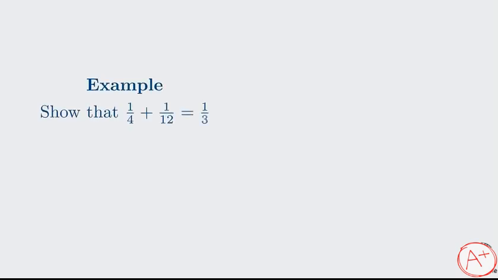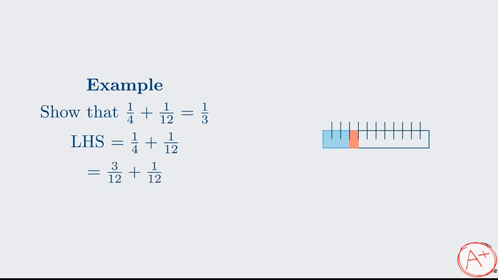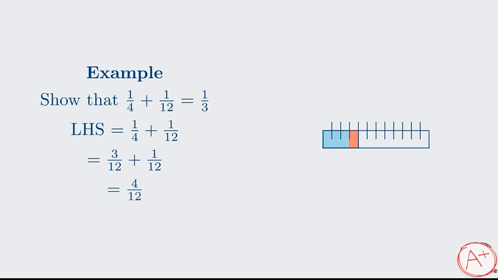Let's start with a numerical example to see the logic in action. We want to show that 1/4 + 1/12 = 1/3. We begin by stating the left-hand side. To add these fractions, we need a common denominator. Since 12 is a multiple of 4, we can convert 1/4 into 3/12. Now we add the numerators.